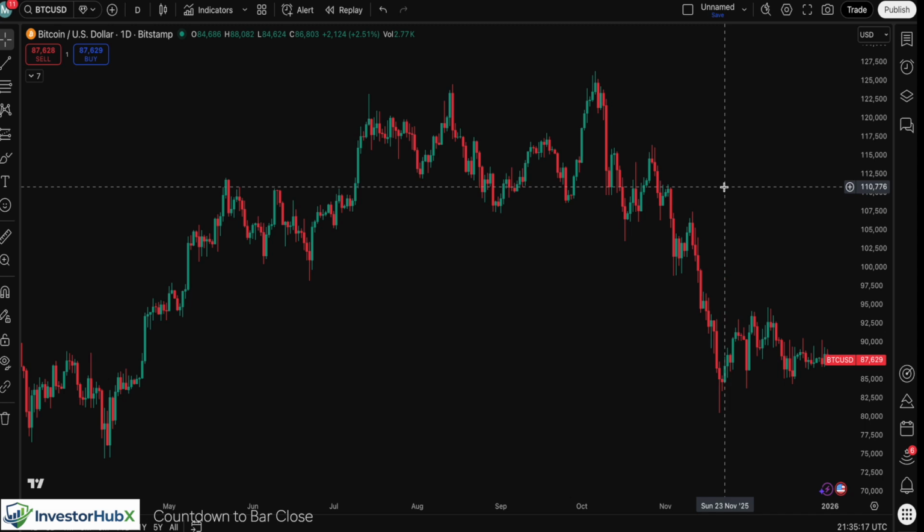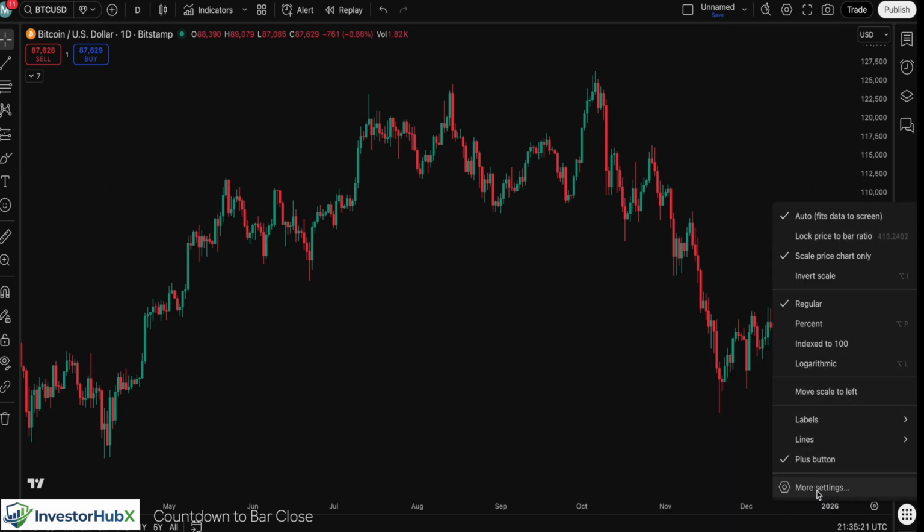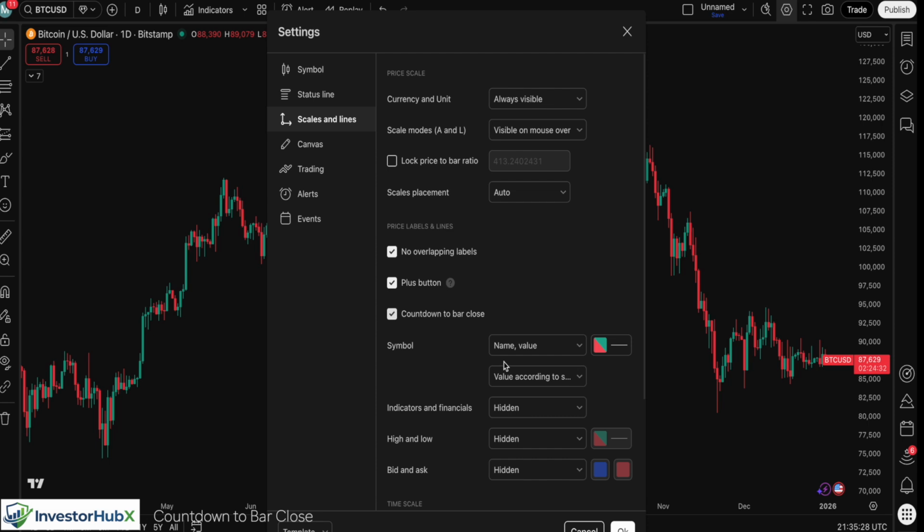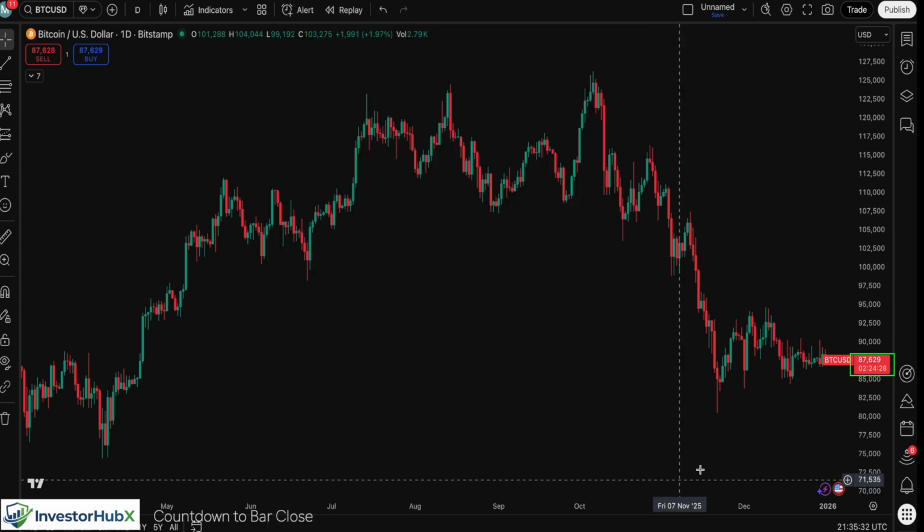If you don't see the countdown timer, you can turn it on easily. First, right-click on the price scale on the right-hand side of the chart. Then click More Settings. In the Settings menu, go to Scales and Lines. From there, enable Countdown to Bar Close. Once turned on, the countdown timer will appear at the bottom of the chart. This helps you avoid reacting too early and reminds you to wait for the candle to close before making decisions.